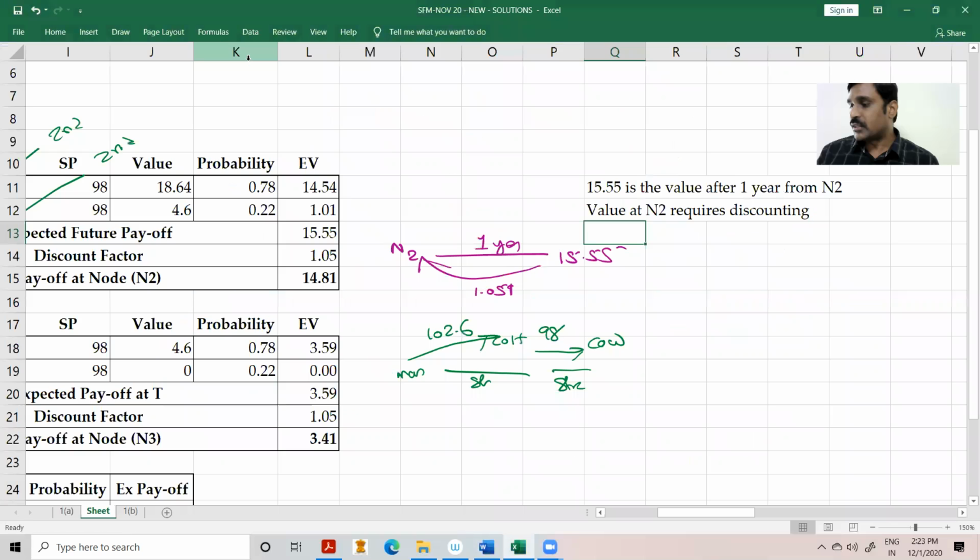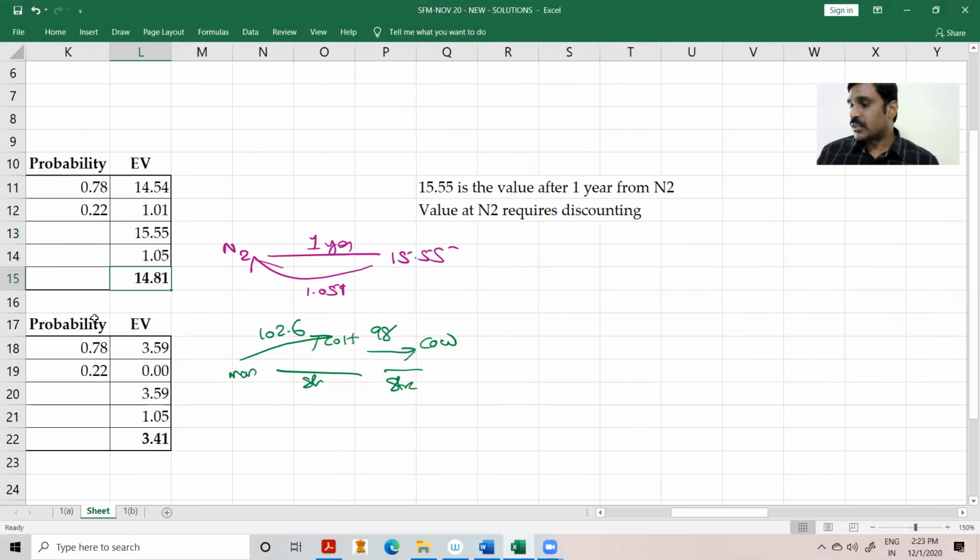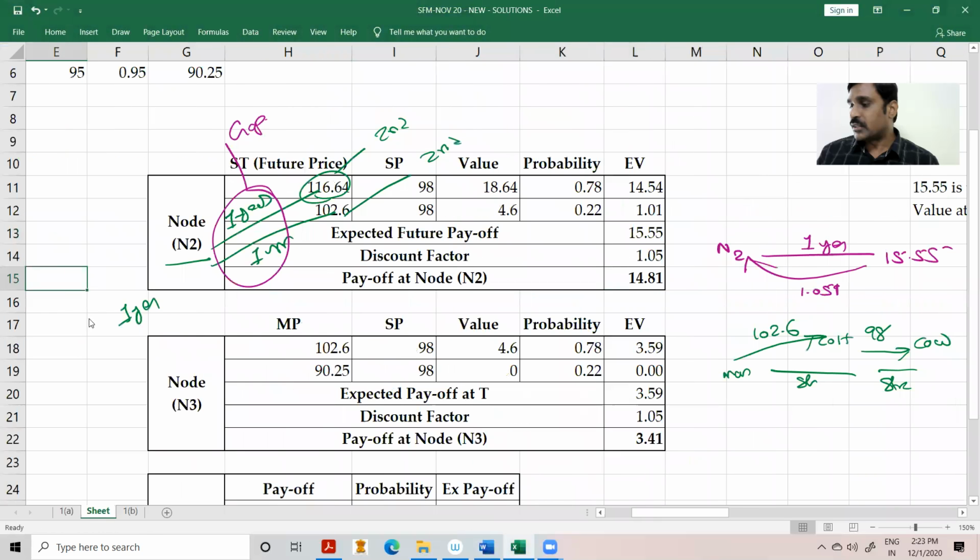Therefore, for N2, we have to discount it. So 15.55 with 1 year of discounting gives 14.81. So the payoff at node N2 is equal to 14.81. Okay, that is the point. Similarly, we can calculate N3 also.